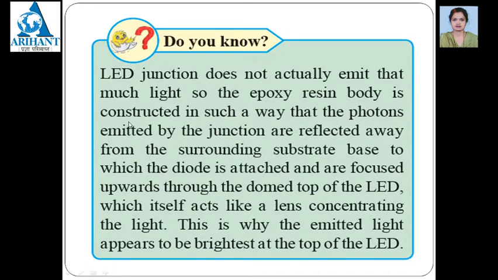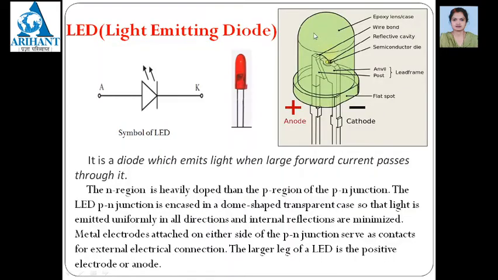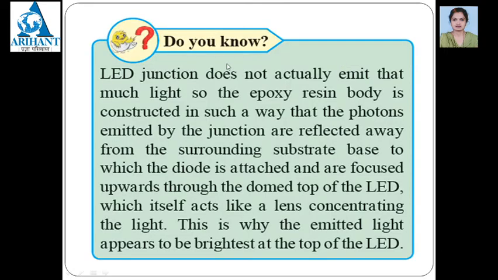One specific function of this LED you should know is that the LED junction does not actually emit that much light, so the epoxy resin body is constructed in such a way that the photons emitted by the junction are reflected away from the surrounding substrate base to which the diode is attached and are focused upwards through the dome-shaped top of the LED. Means what? You have seen this diagram structure. This is the dome shape. Why is it dome-shaped? Because the LED junction below the dome does not actually emit that much light which can be emitted externally. So this epoxy resin body is constructed.